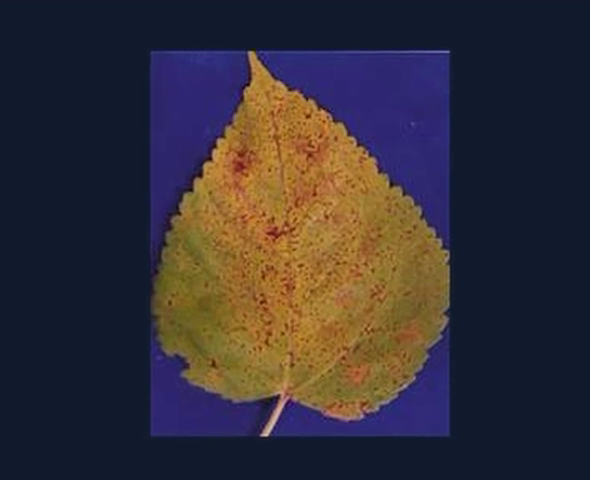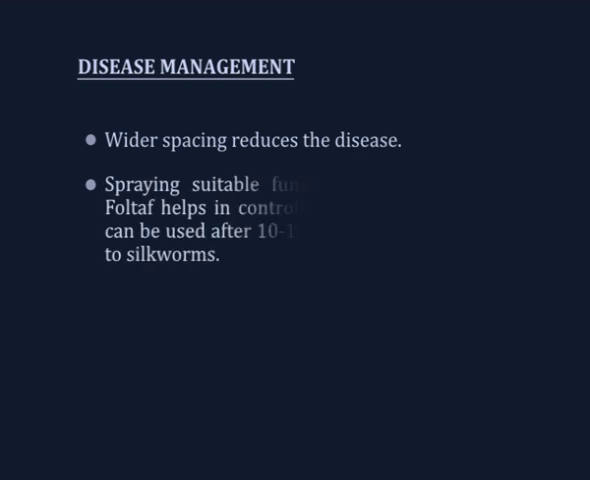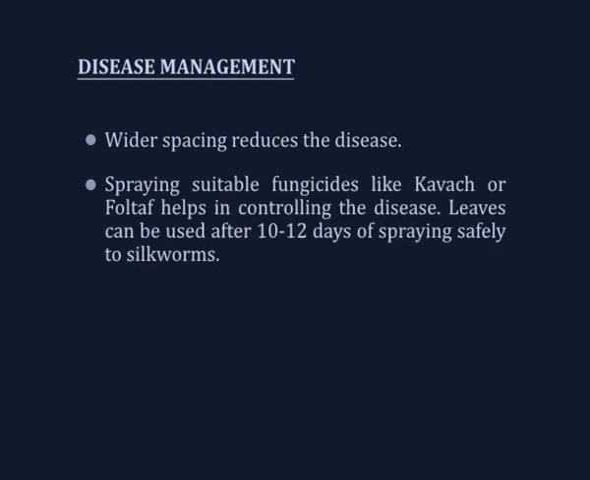Now let's see how to manage the disease. Wider spacing reduces the disease. Spraying suitable fungicide like Kavach or Foltaf helps in controlling the disease. Leaves can be used after 10 to 12 days of spraying safely for silkworms.